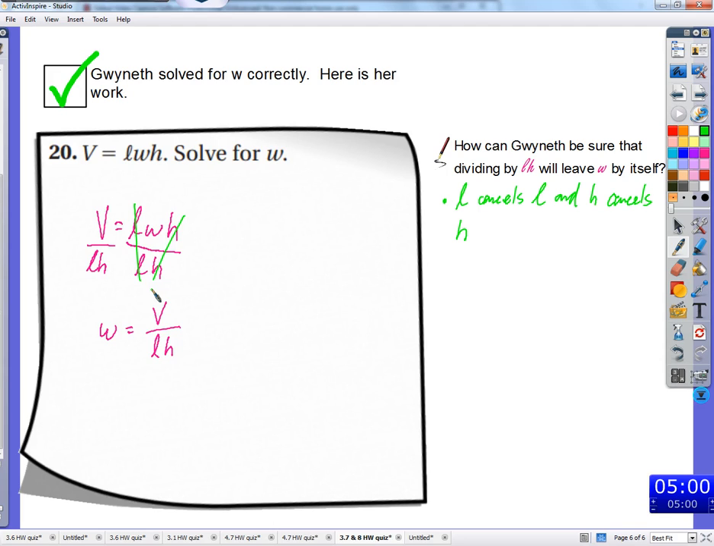Okay. The reason I ask this, though, is because we get a little too crazy with the canceling. In this case, it's correct. L does cancel L, and H does cancel H. But there are times, especially when we have addition or subtraction in the numerator or the denominator, and we just start canceling way too much.